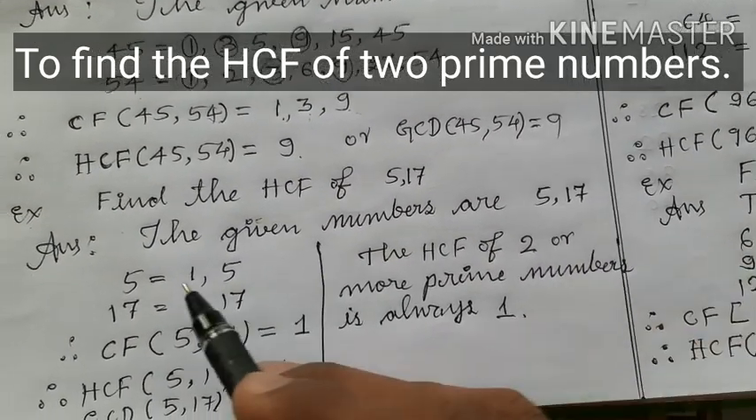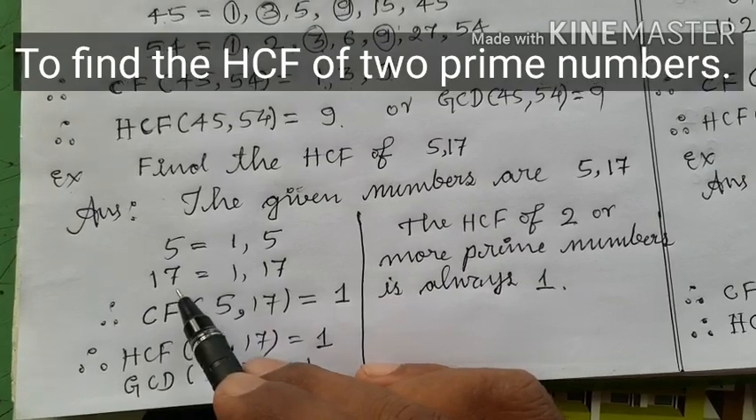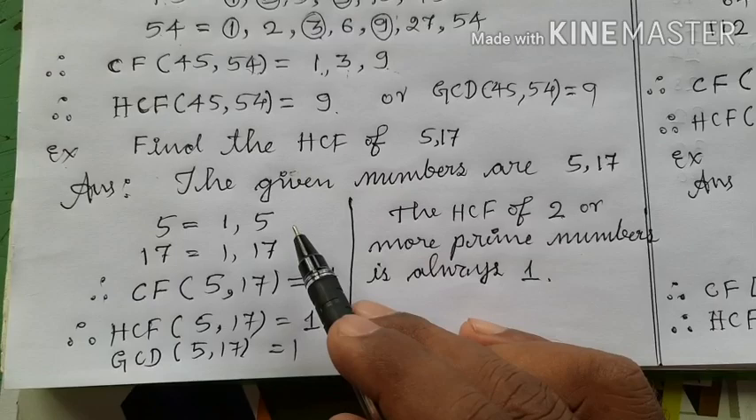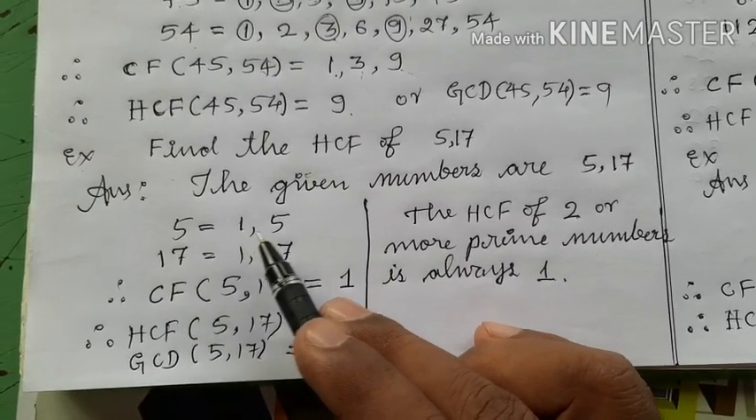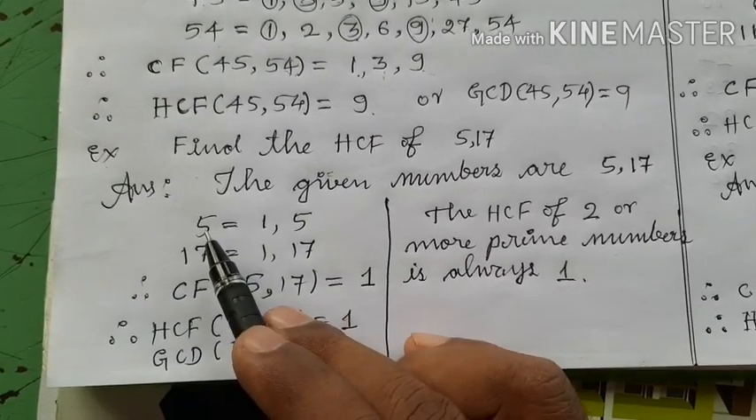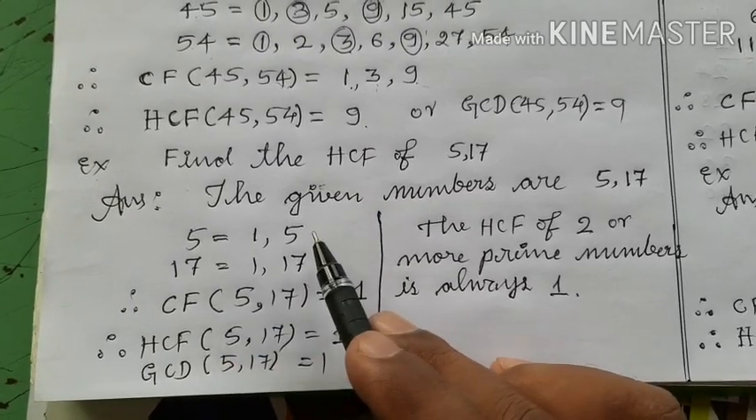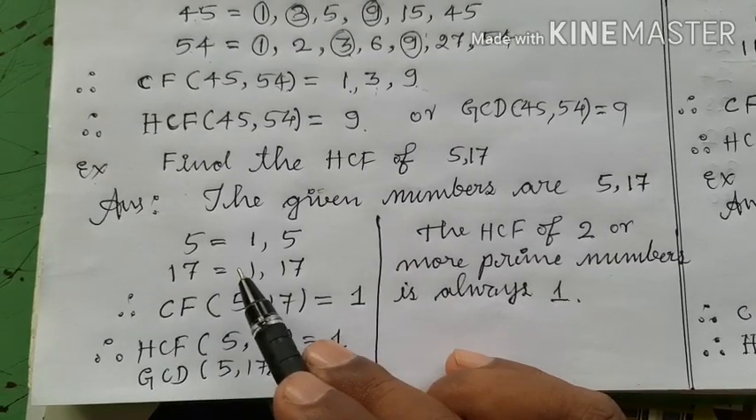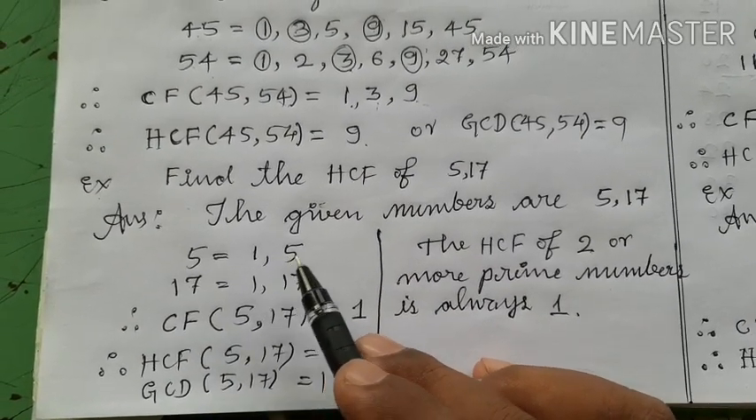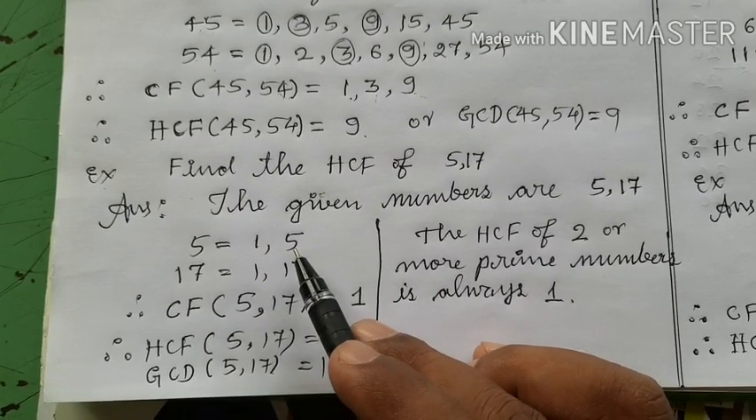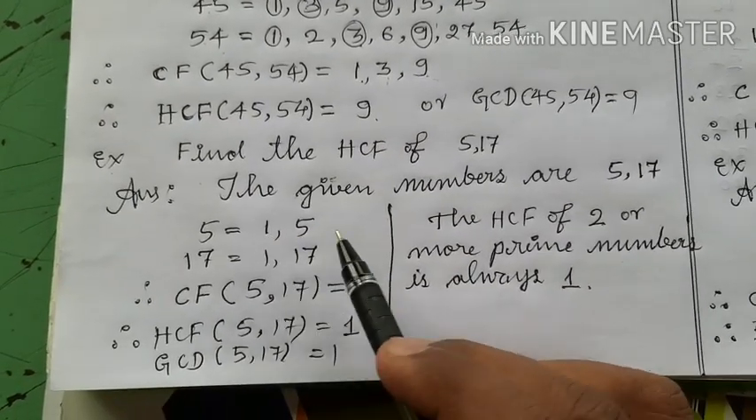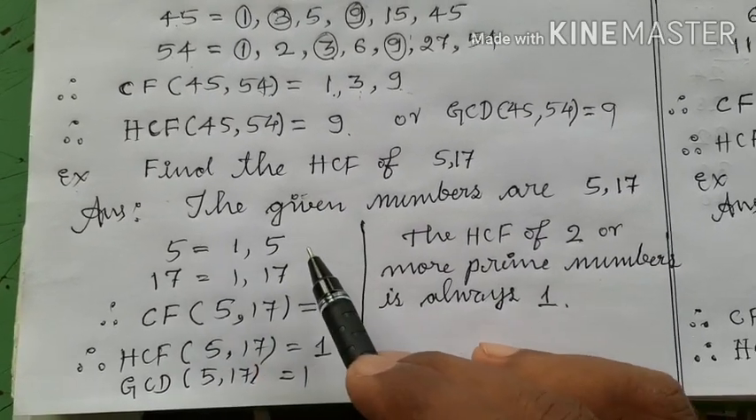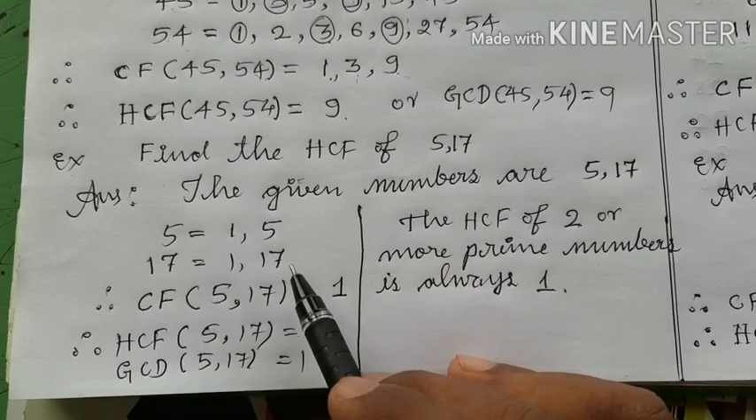Right? And now let us list the factors of 5 and 17. Children, you know that prime numbers have exactly 2 factors. One factor is 1 and another factor is itself. Therefore, 5 has the factors 1 and 5. 17 has the factors 1 and 17. Because prime numbers are not divided by any other number than 1 and itself. Therefore, these are the divisors of 5 and these are the divisors of 17, or these are the factors of 5 and these are the factors of 17.